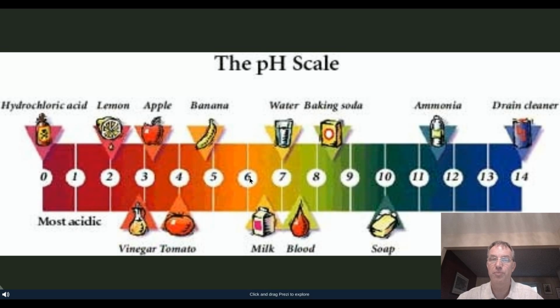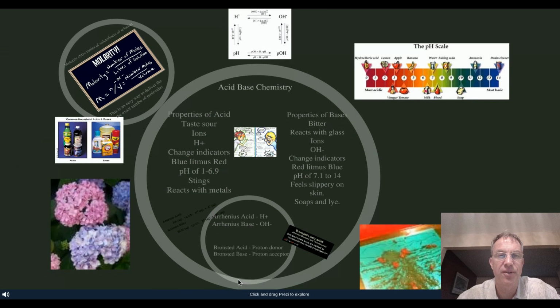So we'll go into pH more later on, but just realize that it's not a linear scale. It's a logarithmic scale, on base 10. And we're going to have to talk about that later on.